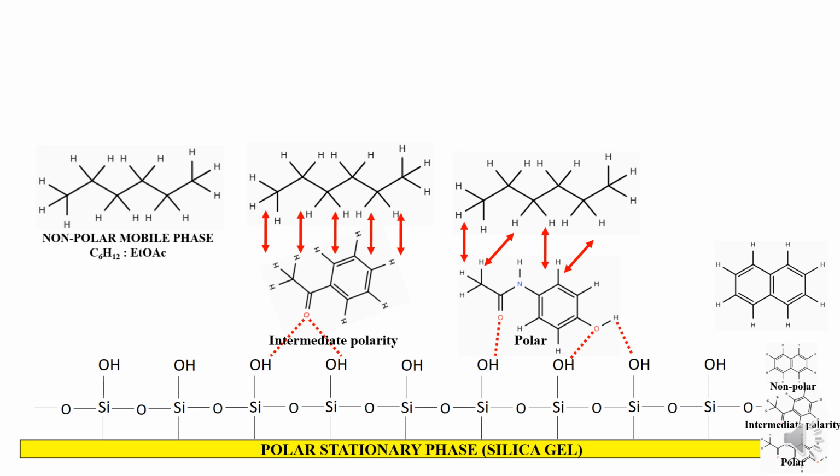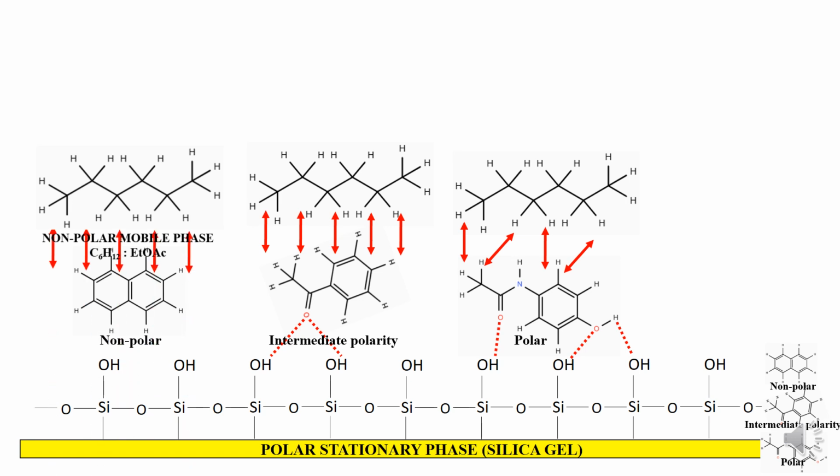Now the non-polar naphthalene molecule travels a longer distance as compared to acetophenone and the polar paracetamol molecule. This is because, as you can see, the non-polar naphthalene molecule has no functionalities to interact with the polar silicon groups. So there is no interaction between the non-polar naphthalene molecule and the polar silicon groups. But there is strong van der Waals attraction between the non-polar naphthalene molecule and the non-polar mobile phase.